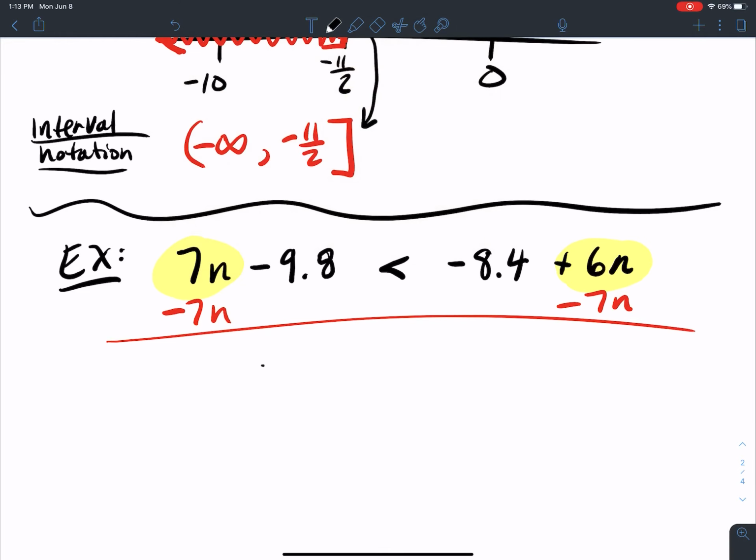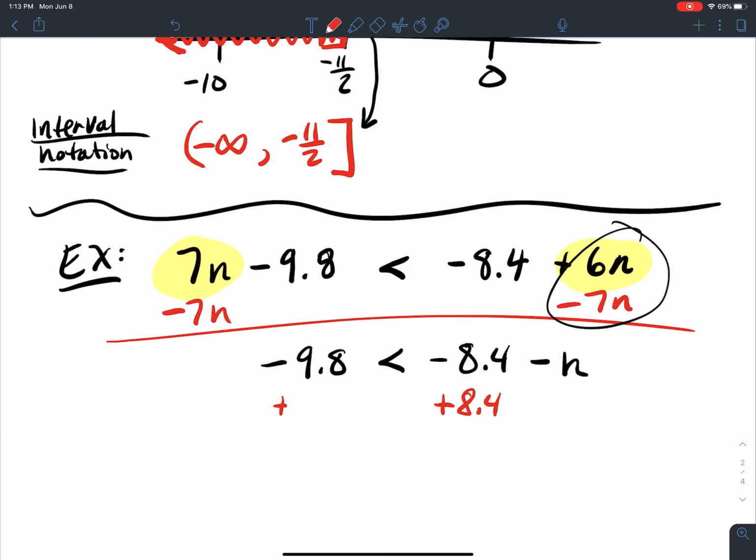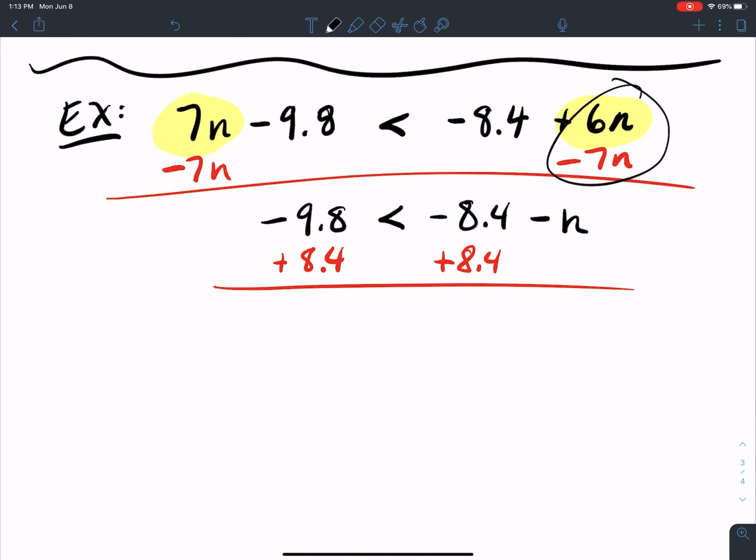All right? So this is going to get me negative 9.8 less than negative 8.4, and then minus 7 from 6 gives me negative n. Okay, so now I'm going to add 8.4 to both sides. If I add 8.4 to both sides, what do I get? Well, I think that I get 1.4. Yeah, 1.4 negative is less than negative n.